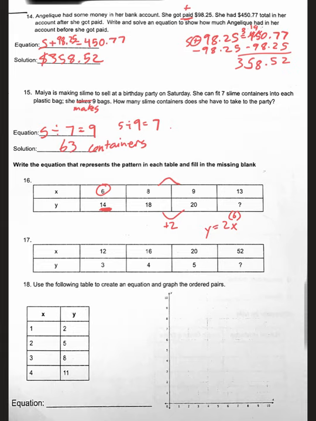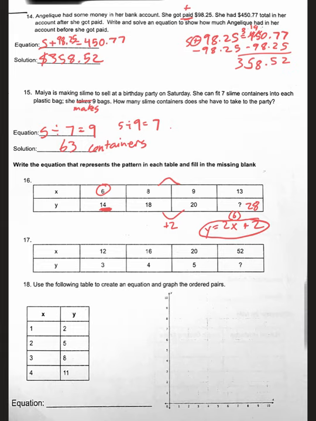So 2 times 6 is 12. Then I have to ask myself, how do I go from 12 to 14? And it is plus 2. So there's my equation. Where's the missing number? 2 times 13 is 26, plus 2 is 28.